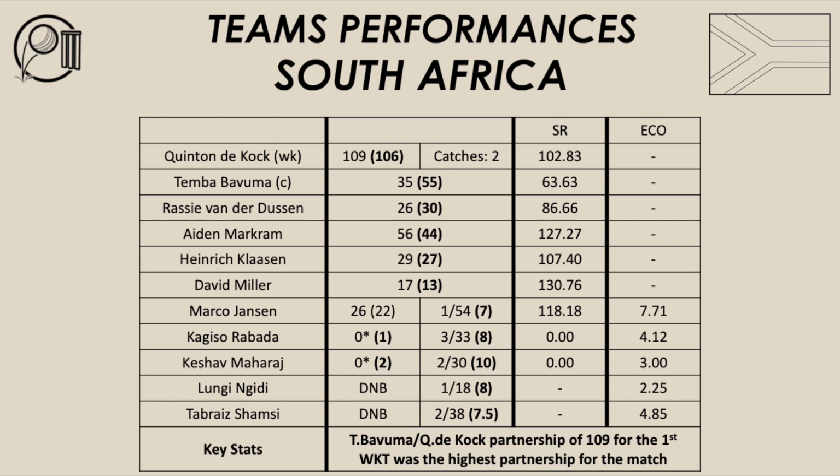They ran well between the wickets. They rotated the strike nicely. They punished the bad balls. They put the pressure back on the Australian bowlers. And Quinton de Kock led the way, really. 109 for him off 106 balls. Back-to-back centuries for him, following the 100 he scored against Sri Lanka in the first match for South Africa.